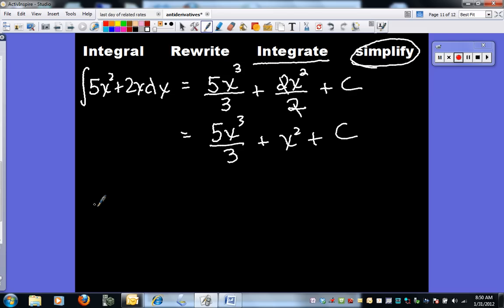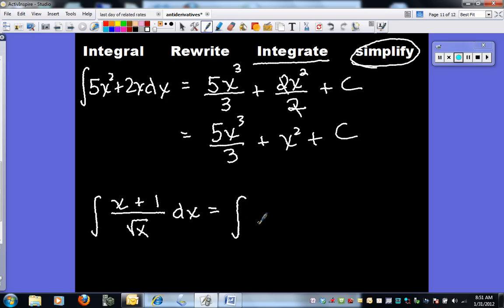Let me give you a challenging one here. I want you to pause it and see if you can figure this one out. Look at this guy. The integral of x plus 1 over the square root of x dx. The numerator is x plus 1 divided by the square root of x. How are we going to do that? Pause it, try to figure it out before you continue. Hopefully you're back now with the answer.